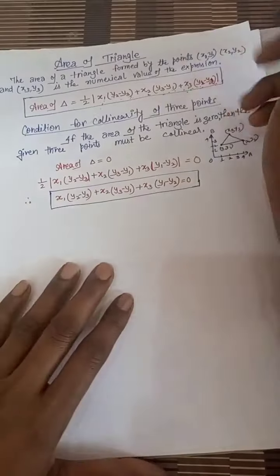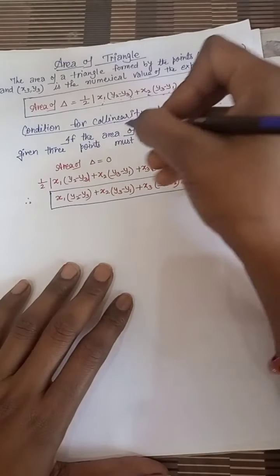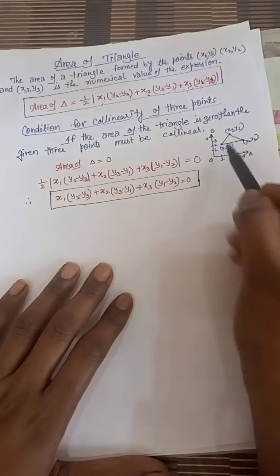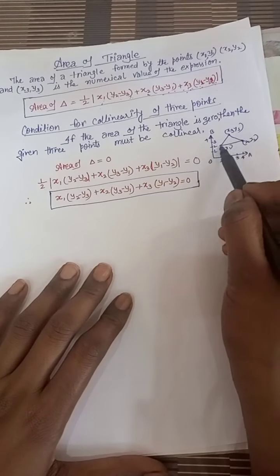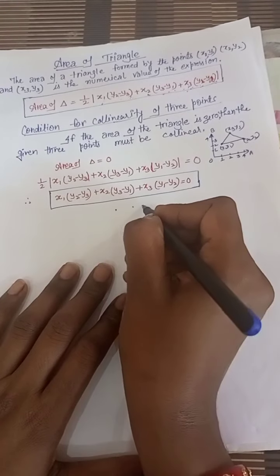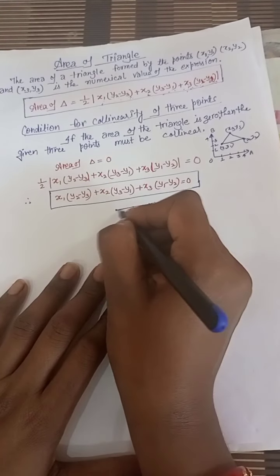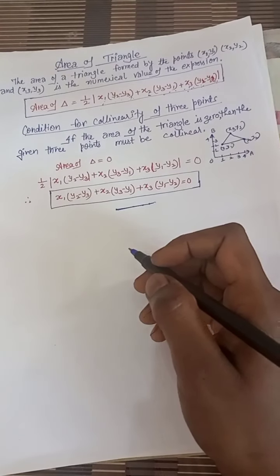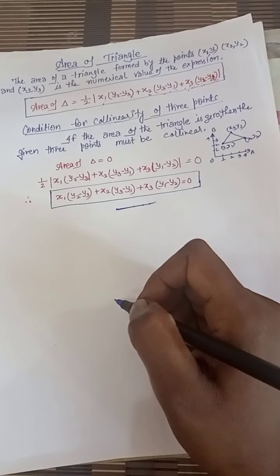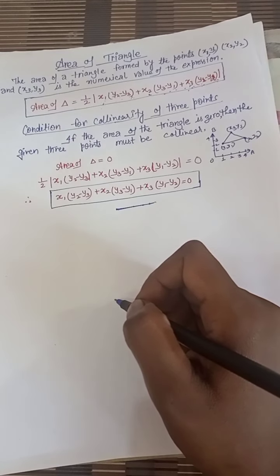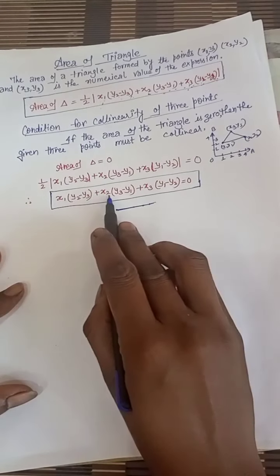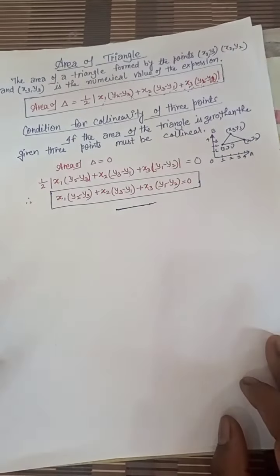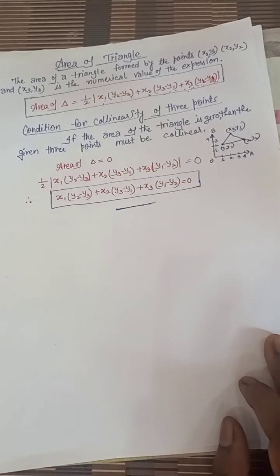Okay, next, the condition of collinearity of 3 points. Here the triangle is not collinear. If these points are collinear, then the triangle will not form. If the triangle does not form, then the area of the triangle will be 0. So x1 into y2 minus y3, plus x2 into y3 minus y1, plus x3 into y1 minus y2 is equal to 0. Okay, this will be your answer.